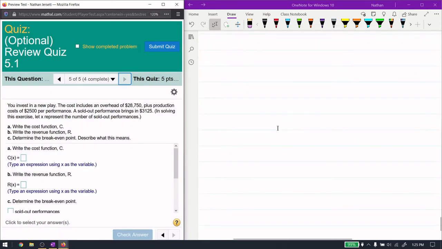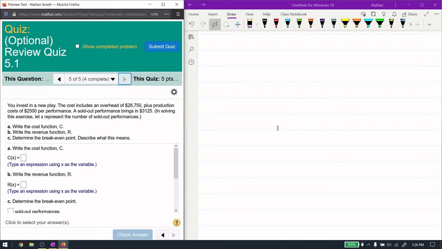Okay, last problem. You invest in a new play. The cost includes a $28,750 overhead. So it's kind of like a one-time fee, or like a renting fee that you have for whatever, if you're doing it for a month or something like that. There's also a production cost of $2,500 per performance. So like for actors and maybe materials you use up during a performance, whatever that might be. A sold out performance brings in $31.25, so that's kind of the income, the revenue as it's called, for the play.